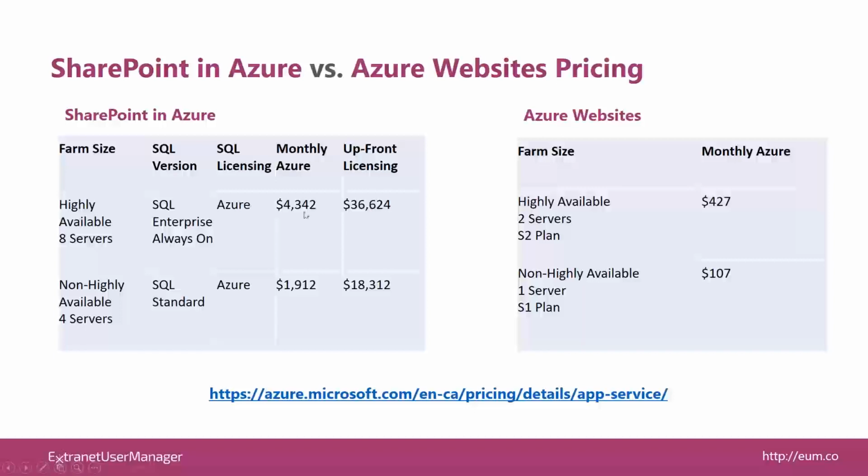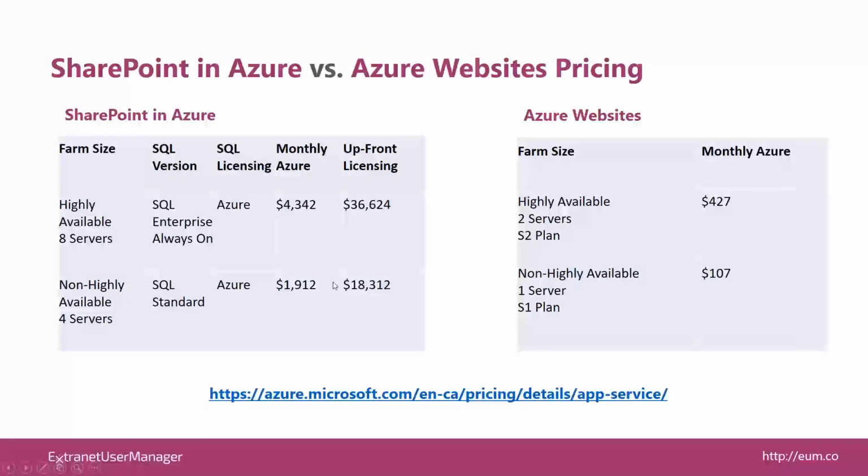You could scale that back and say, okay, we're only going to do half the number of servers, so we don't need the more expensive SQL Enterprise, and we're going to save a lot on our monthly costs because we're only doing half the servers. So pretty much divide all of those costs by 2. But you're still looking at 2 grand a month and 18 grand up front to do that.